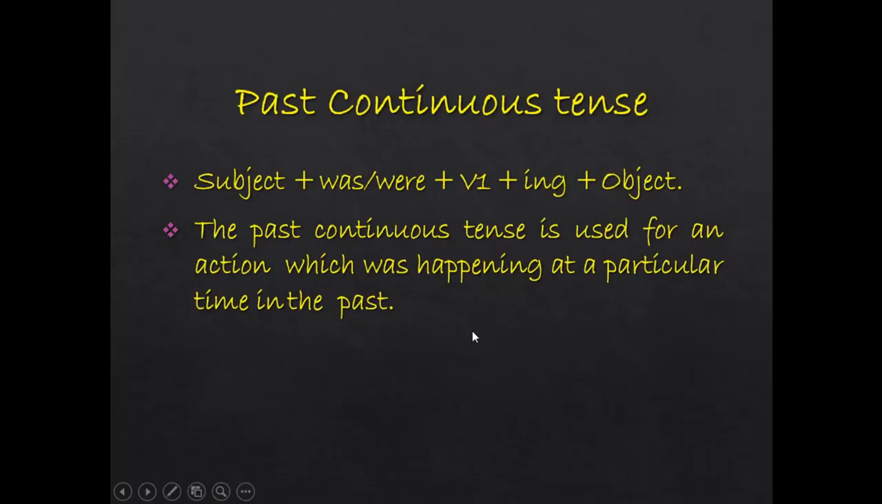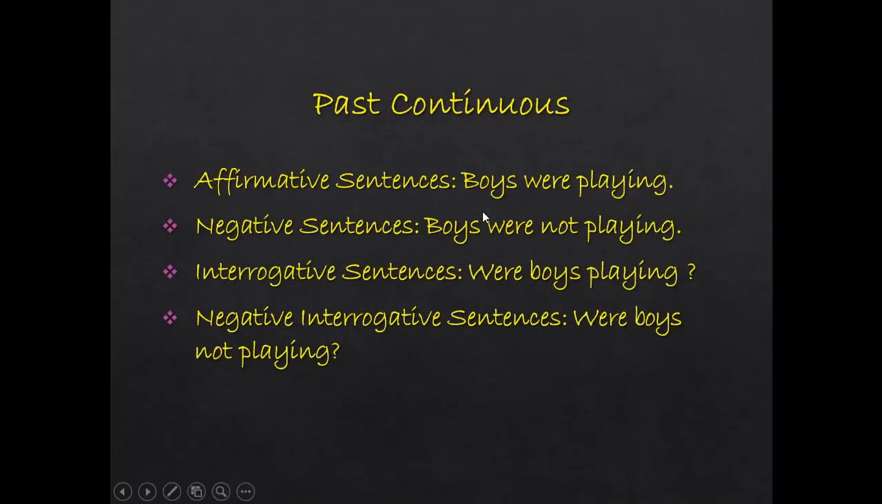For example, in the affirmative sentence, how do we write a past continuous tense? Boys were playing. So it is being reported here that boys were playing sometime in the past. And how do we write a negative sentence? Boys were not playing. How do we write an interrogative past continuous sentence? Were boys playing? Now here there is a question: were the boys playing sometime in the past? And in a negative interrogative sentence, were boys not playing?